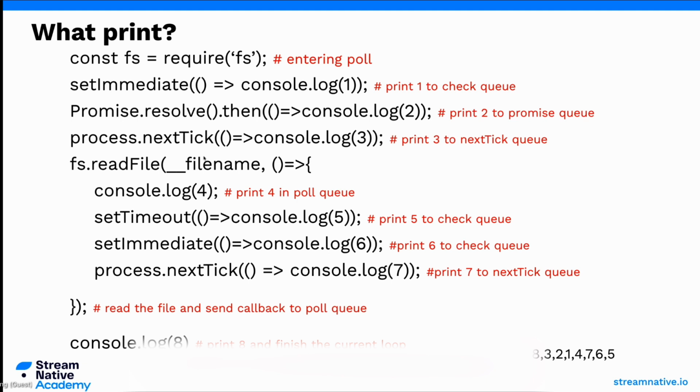And it goes back to the OS, then prints out 4 because this one goes to the poll queue. And set timer. So nextTick always has a higher priority. So 7 prints out first, then immediate, then timeout.